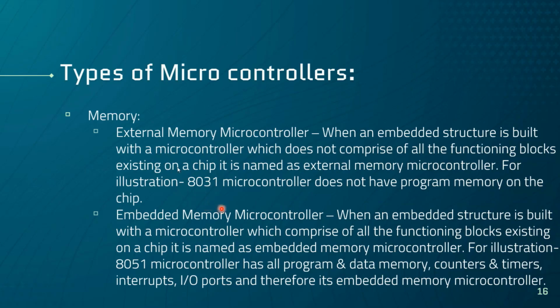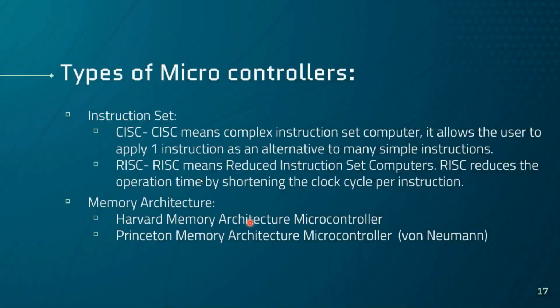And there are other types of microcontrollers that have embedded memory in them, and this is the more typical and more used kind, where the microcontrollers have their own memory embedded inside them. Then there are different kinds of microcontrollers in terms of instruction sets. There is CISC, which means complex instruction set computer. It allows the user to apply one instruction as an alternative to many simple instructions.